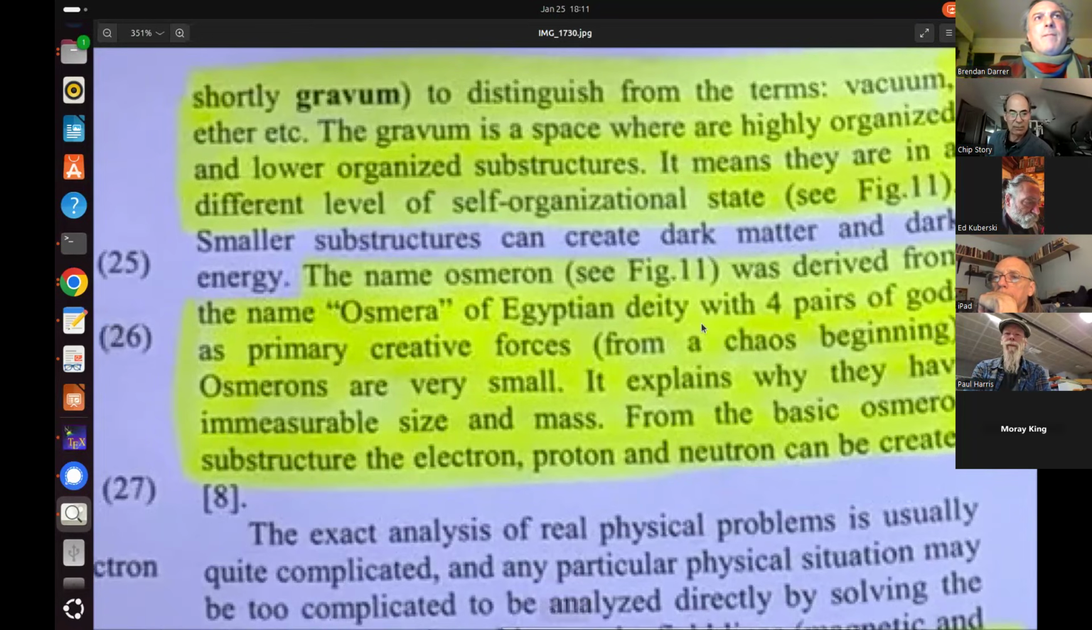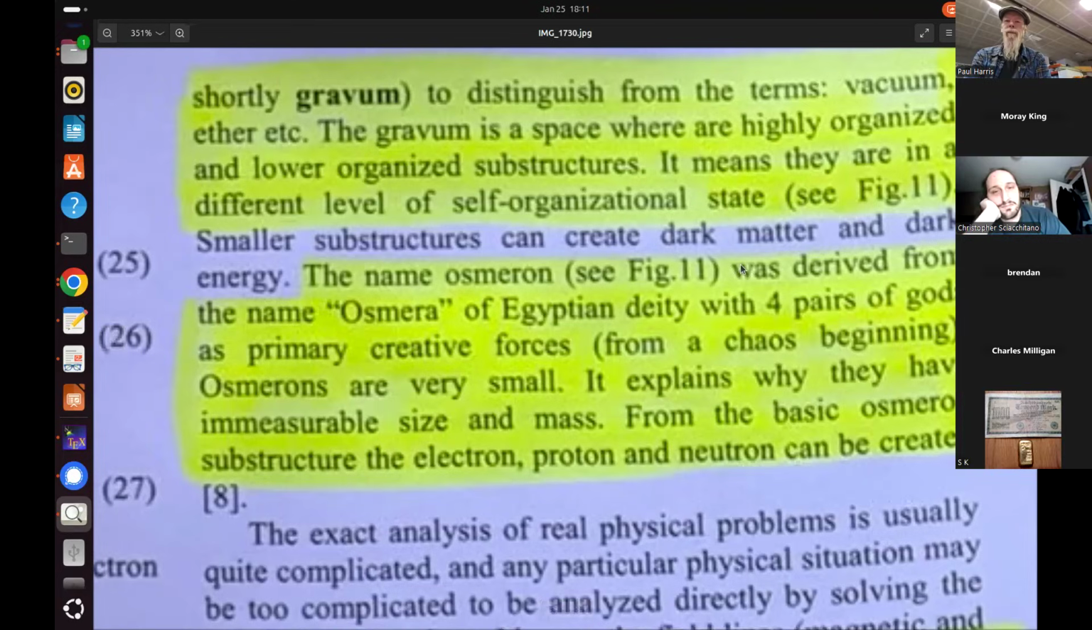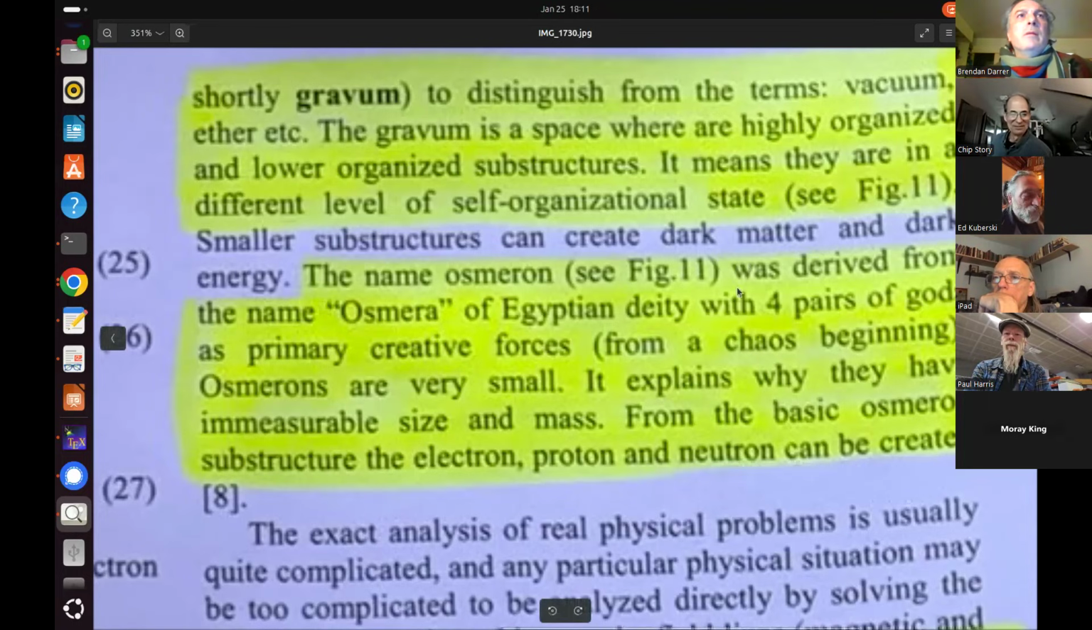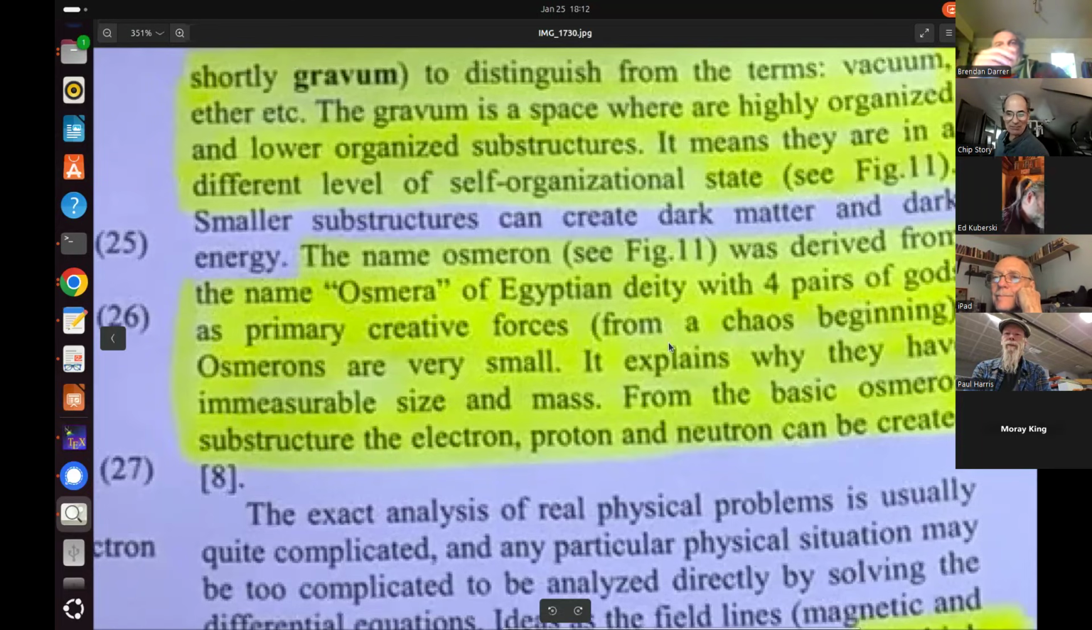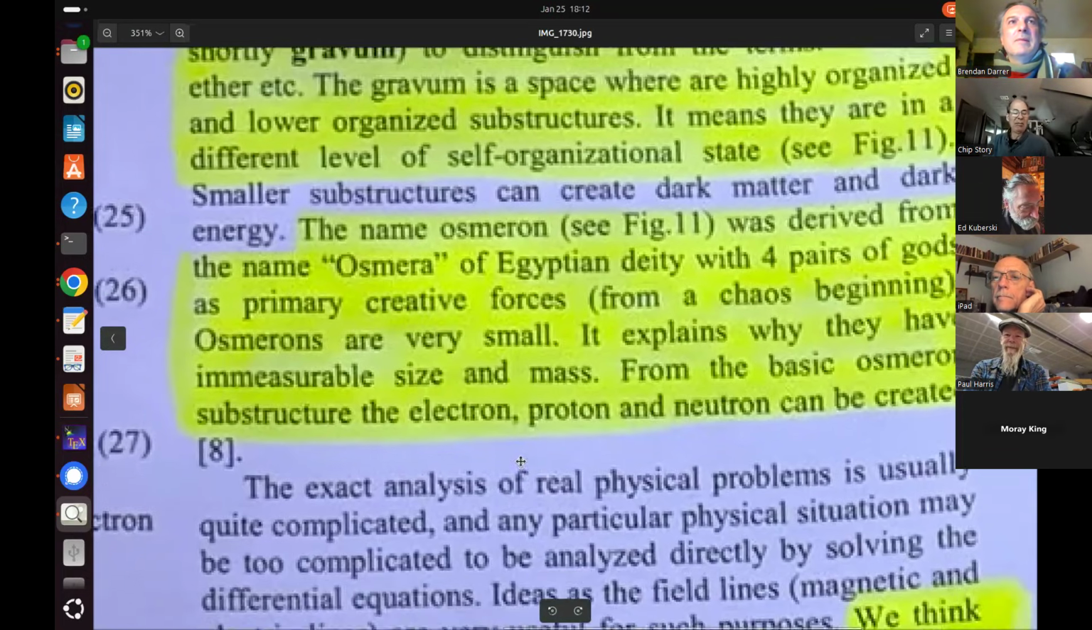Fractalized, maybe. Smaller substructures can create dark matter and dark energy. And sorry to interrupt, this is where I was going to say, remember I had something interesting to show you. The Osmeron. The name Osmeron was derived from the name Osmera, an Egyptian deity with 4 pairs of gods as primary creative forces, arising from a chaos beginning. Osmerons are very small. It explains why they have immeasurable size and mass.